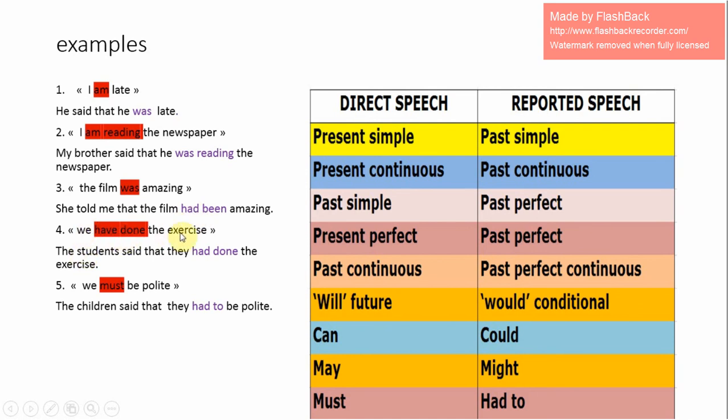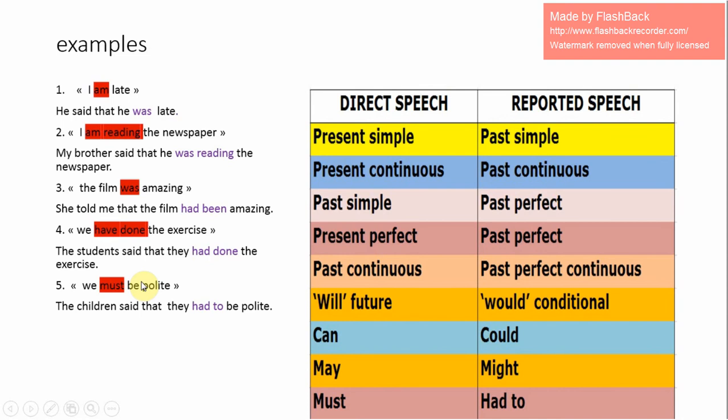We have done the exercise. Have done. This is the verb to do, the verb to do in present perfect. And present perfect turns into past perfect. So had done.